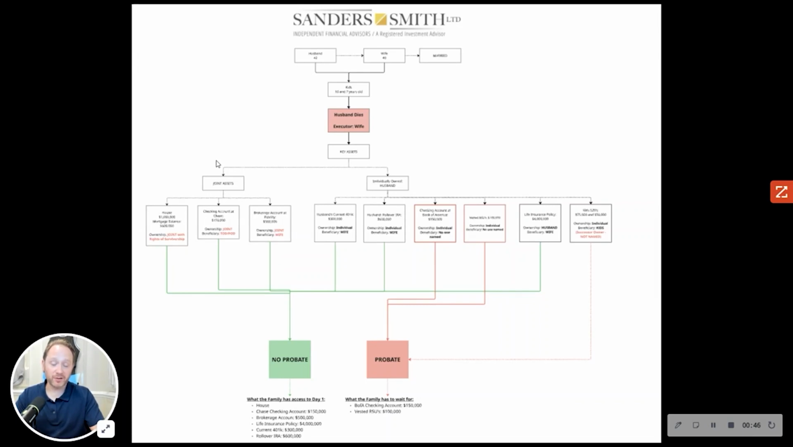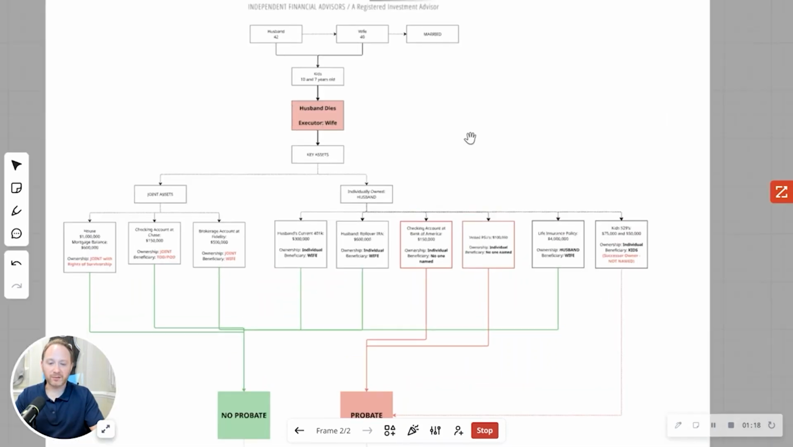The goal here is to show you which assets are going to flow directly to the family so they can get access to them right away, and which ones get stuck in probate. It's simple, it's visual, and by the end of this, you'll know what you need to do to check your own plan. All right, so let's dive into this.